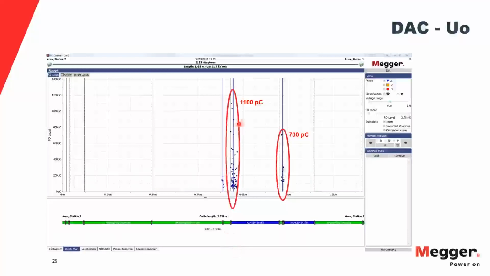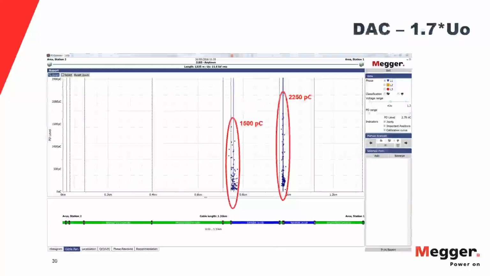What we show here, we have a splice at about 750 meters that's showing 1100 picocoulombs, and a splice at 900 meters with 700 picocoulombs. And this is at rated voltage, so this is a cause for concern. We're seeing partial discharge at rated voltage. This cable's experiencing PD in its day-to-day service, cause for concern.